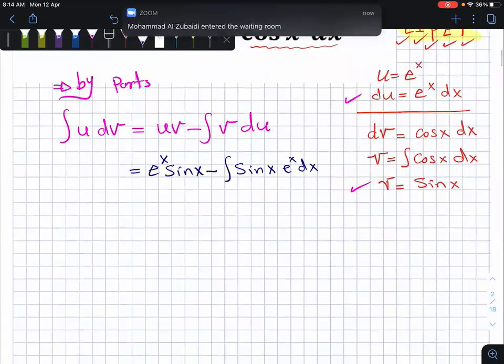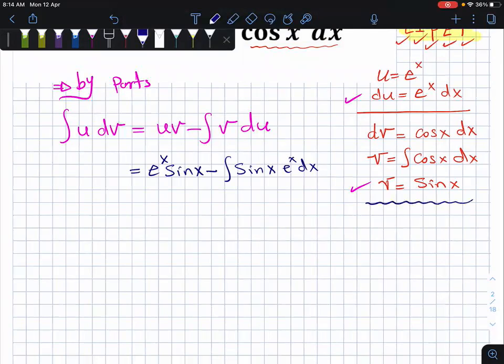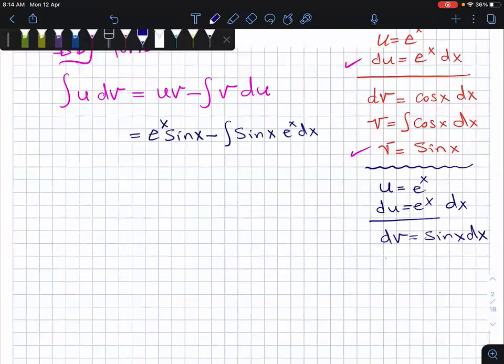The first part is very easy, leave it the same, e to the power of x sine x. But the second part, e to the power of x sine x, we're going to do by parts again. So we let u be e to the power of x, and du is the same, e to the power of x dx. Again the dv is the other part, which is sine x dx. Integrating gives v equal to negative cosine x, since the integral of sine is negative cosine x.